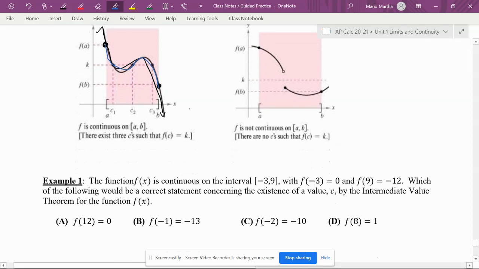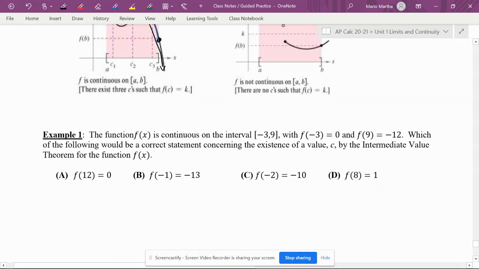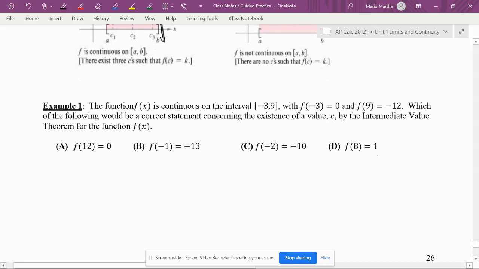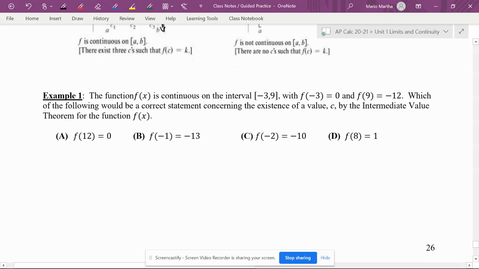So on example 1, the function f of x is continuous on the interval from -3 to 9, with f of -3 being equal to 0 and f of 9 being equal to -12. Which of the following would be a correct statement concerning the existence of a value c by the intermediate value theorem for the function f of x? So what do you guys think here? What do you think would be the answer?